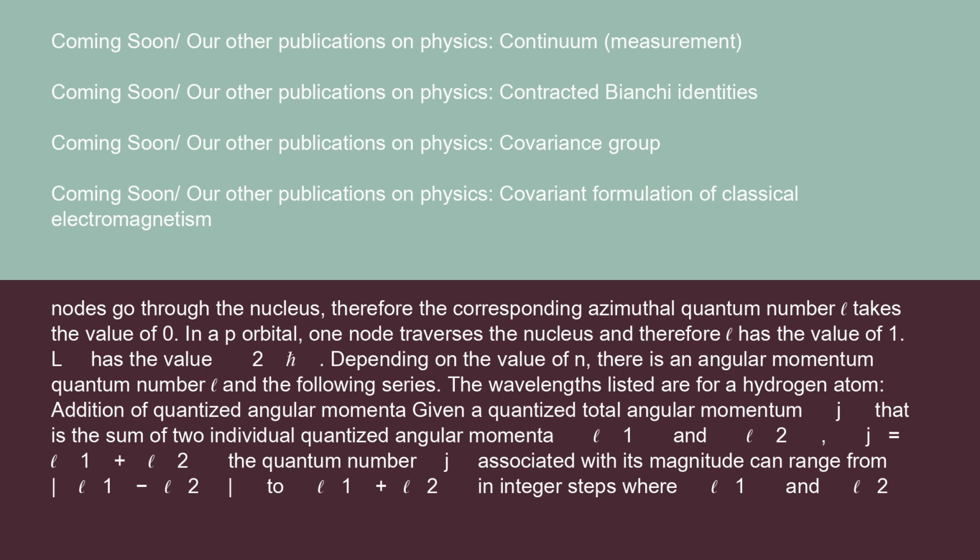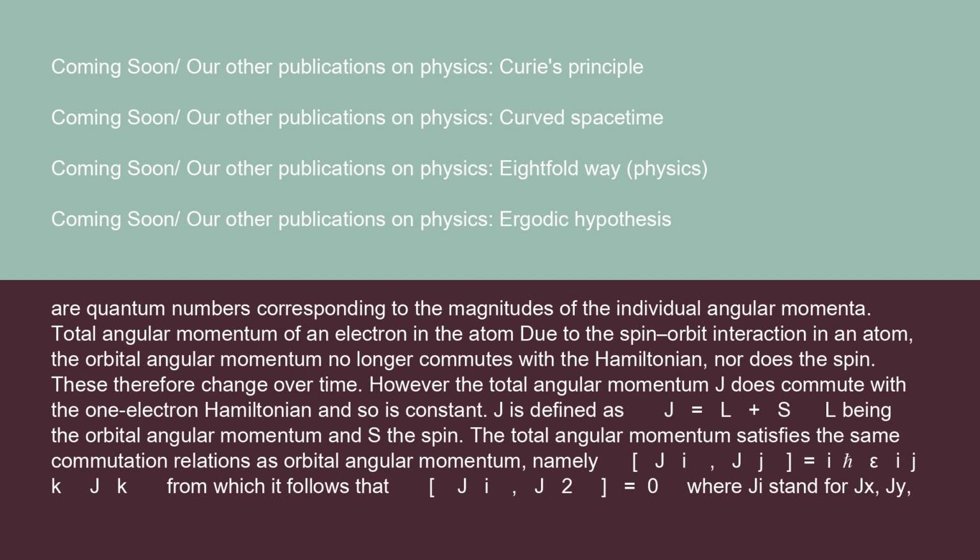Addition of quantized angular momenta: given a quantized total angular momentum j, that is the sum of two individual quantized angular momenta l1 and l2, j equals l1 plus l2. The quantum number j associated with its magnitude can range from l1 minus l2 to l1 plus l2 in integer steps, where l1 and l2 are quantum numbers corresponding to the magnitudes of the individual angular momenta.